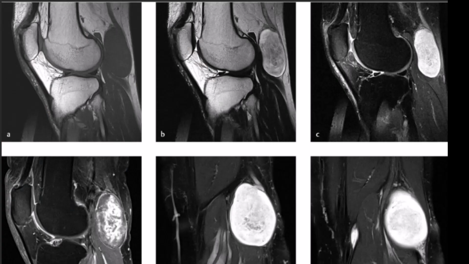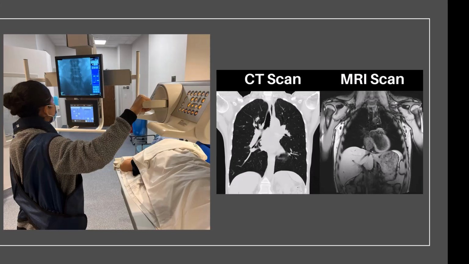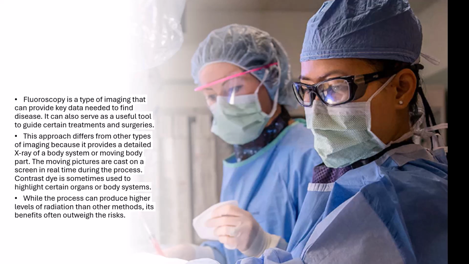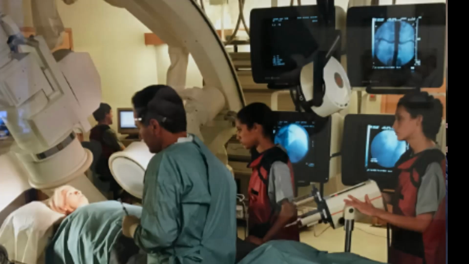MRI offers extremely clear, detailed images of soft tissue structures that other imaging techniques cannot achieve, and it is highly adept at capturing images that help doctors determine if there are abnormal tissues within the body. As we've discussed, fluoroscopy is a type of imaging that can provide key data to find disease. It can also serve as a useful tool to guide certain treatments and surgeries.